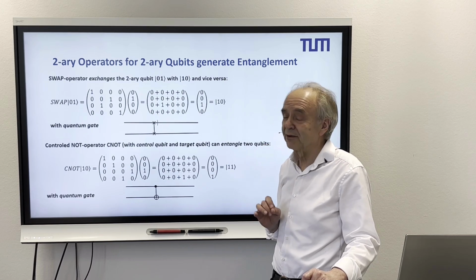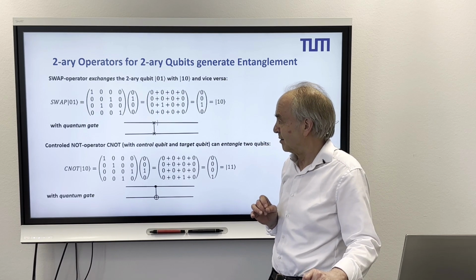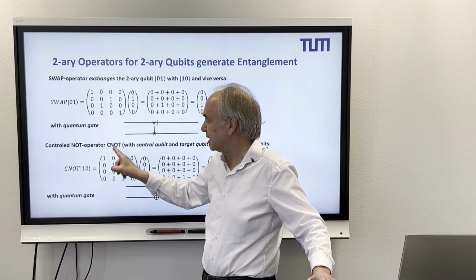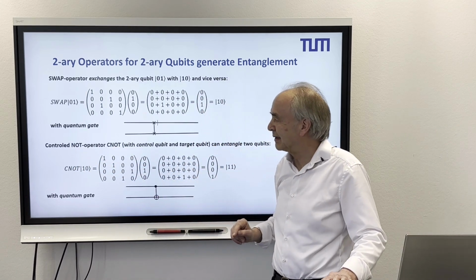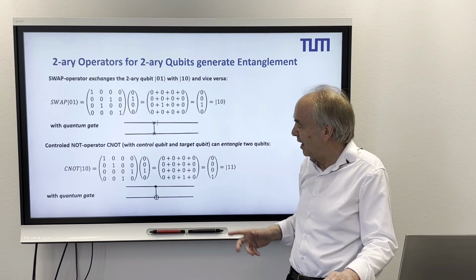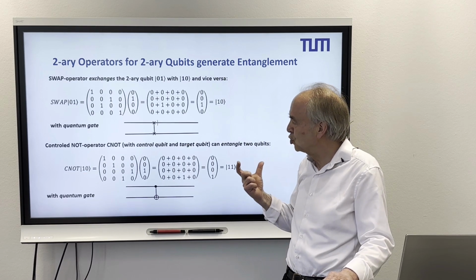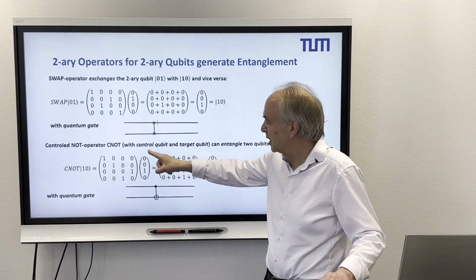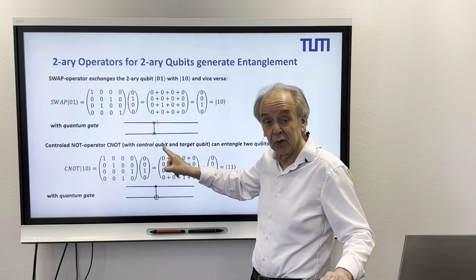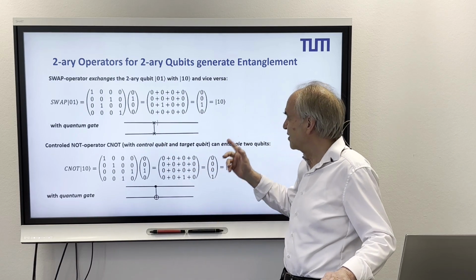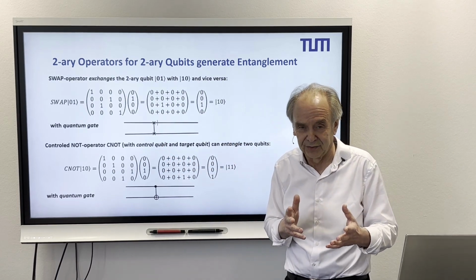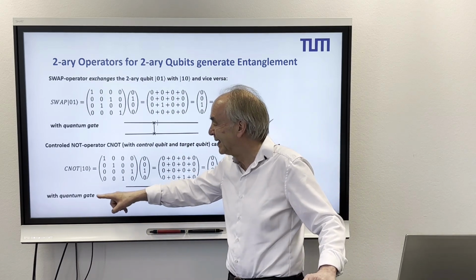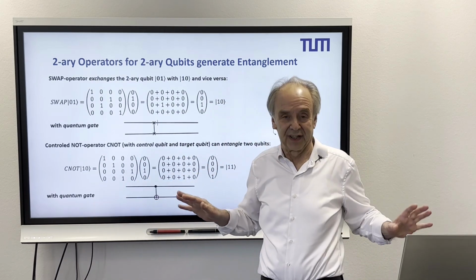And now a very remarkable second operator, the so-called controlled NOT operator, the CNOT operator. Controlled means it needs two quantum bits. The first one is called the control quantum bit, and the second one the target quantum bit. That means if the control qubit is 0, then nothing happens.